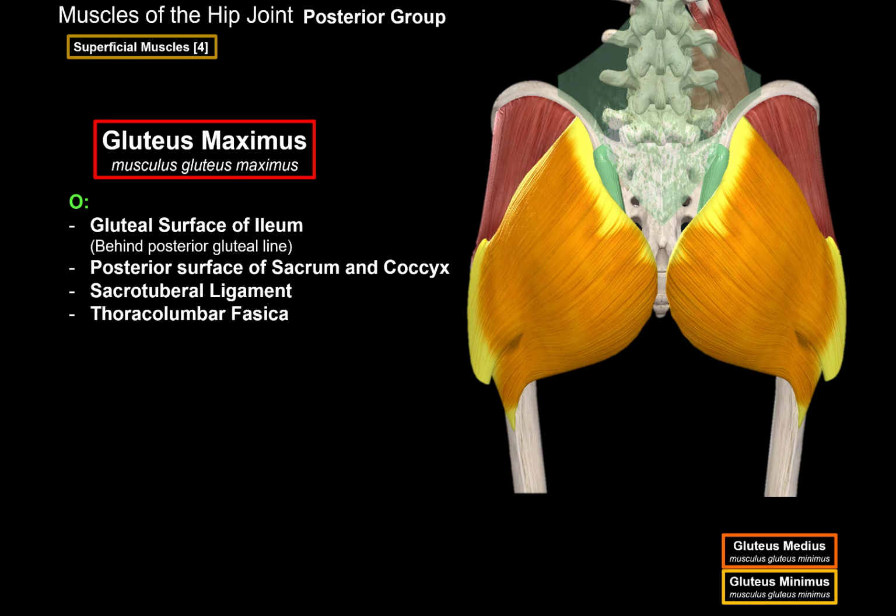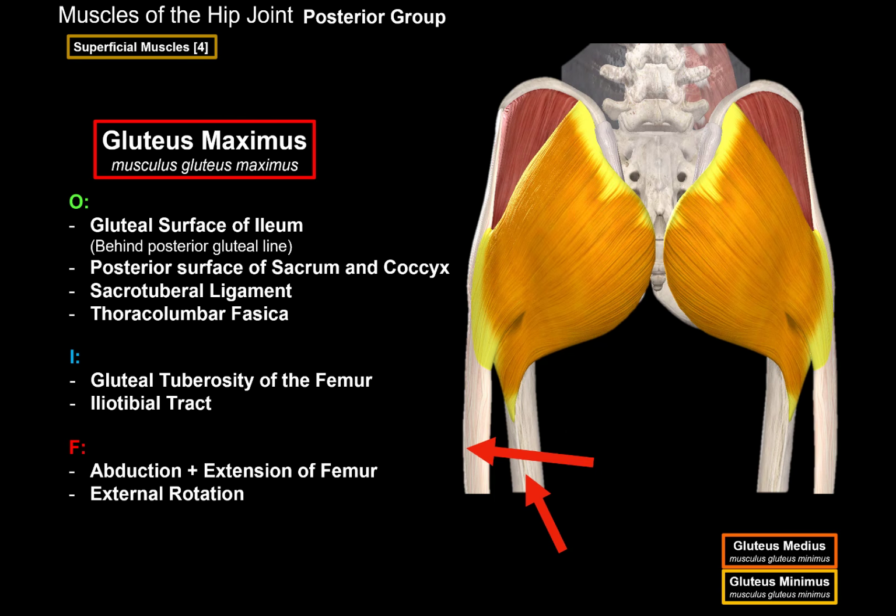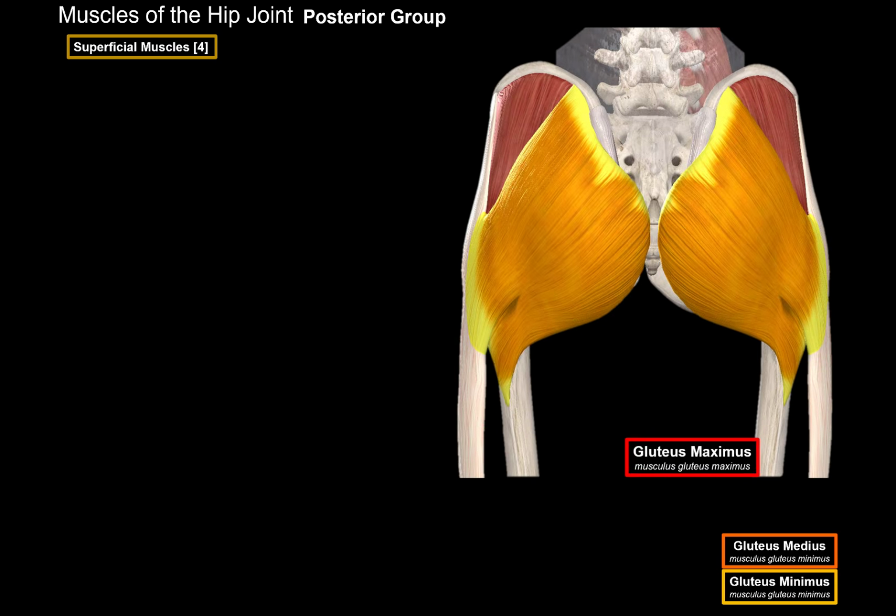So fibers of this muscle originate from these areas, and then they insert at the gluteal tuberosity of the femur, as well as the iliotibial tract. The iliotibial tract is a fibrous tract that is formed by the fascia covering the thigh, and we'll talk a little bit more about it when we cover the fascia of the lower extremity. Now, the function of the Gluteus Maximus is abduction and extension of the femur, as well as externally rotating the femur. So that's the gluteal muscles.